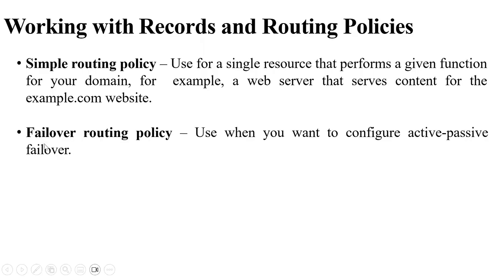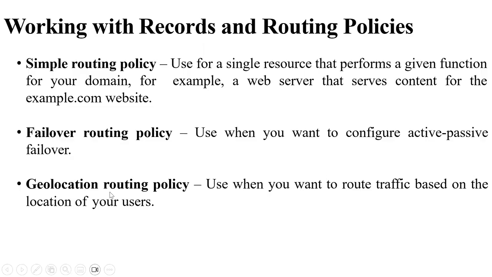Then in Route 53, at the domain level, we can configure it using this policy, with a primary load balancer and a secondary load balancer. Then automatically, once a request is received, if the primary is not reachable, Route 53 is going to use the secondary one. Next one is geolocation routing policy.